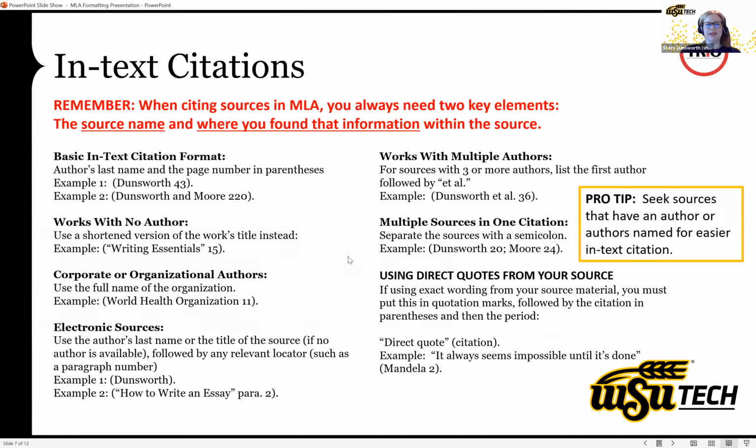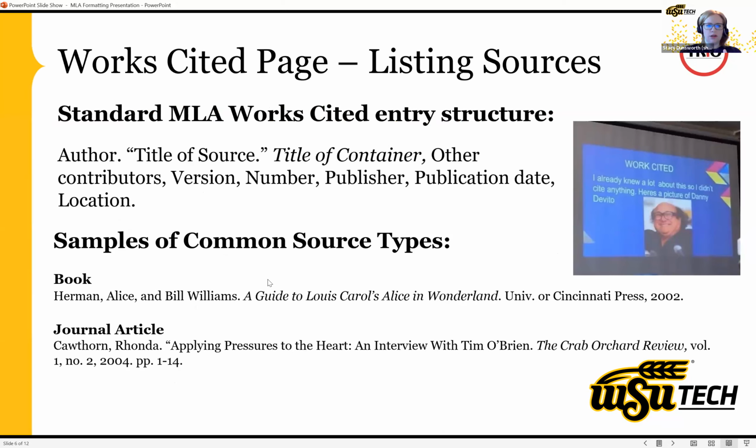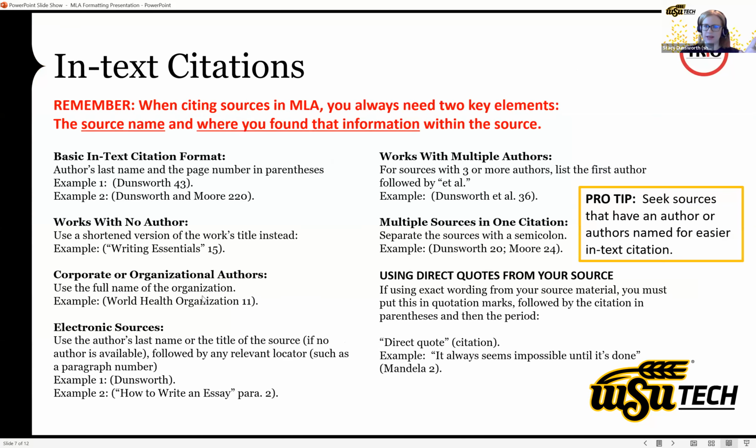Okay, so now for the in-text citations, these correlate directly to your references page, okay? So when you list your sources on your works cited page, you're going to need 2 key pieces of information to make your in-text citation. And the way that you can do this is first you look at the person's name, you need the title of the source, and you need to specify where you found that information.